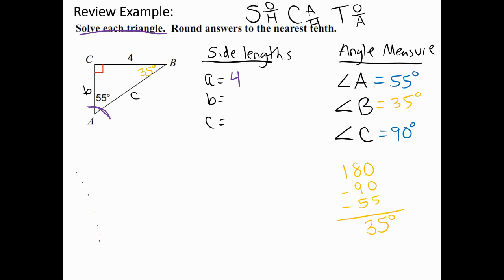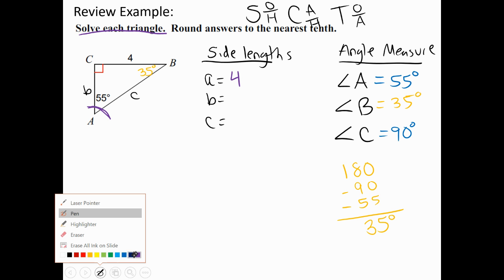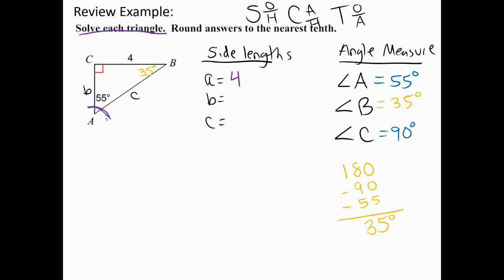All right, so now that we are going to try and find our side lengths, we're going to go ahead and label what's given to us. And it doesn't matter really what angle you use. You can use the 55 or the 35. I'm just going to go ahead and use this angle as my reference because I already highlighted it.